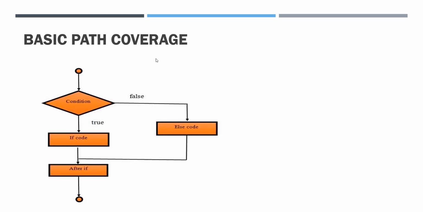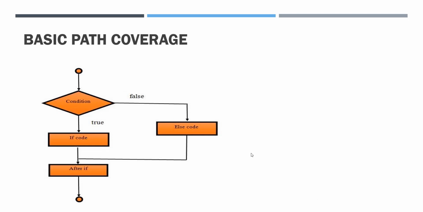This is the basic path coverage. I have given you an example of an if-else statement. In the if statement, we first go through the condition. If the condition is true, then we follow the if code. If the condition is false, then we execute the else code. This is the basic path coverage.